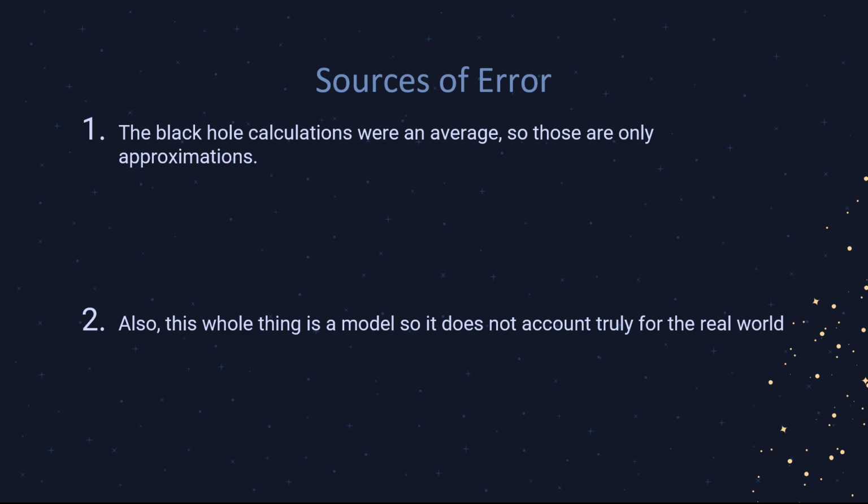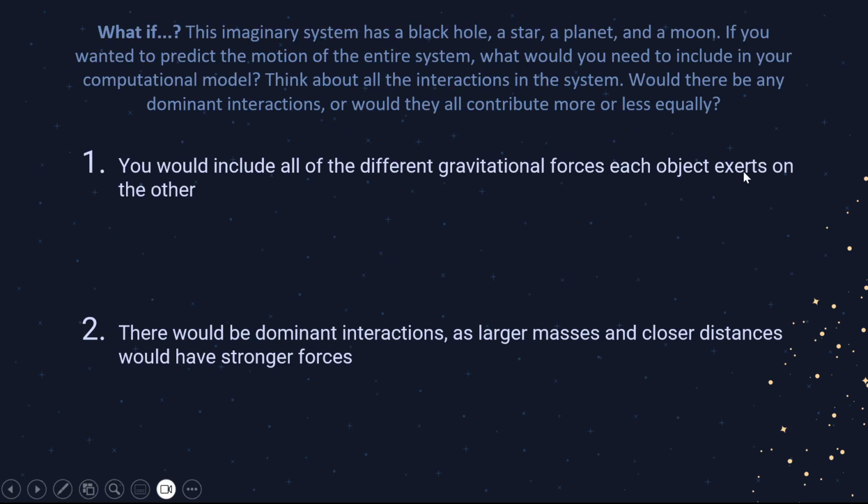Potential sources of error. The black hole calculations were an average, so those aren't going to be fully accurate. And also, this whole thing is a model, so it does not account truly for the real world. What if you would include all the different gravitational forces each object exerts on the other, and there would be dominant interactions as larger masses and closer distance would have stronger forces.